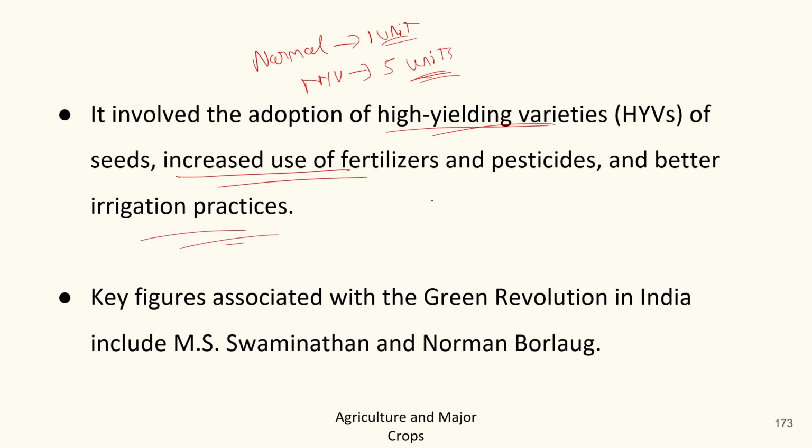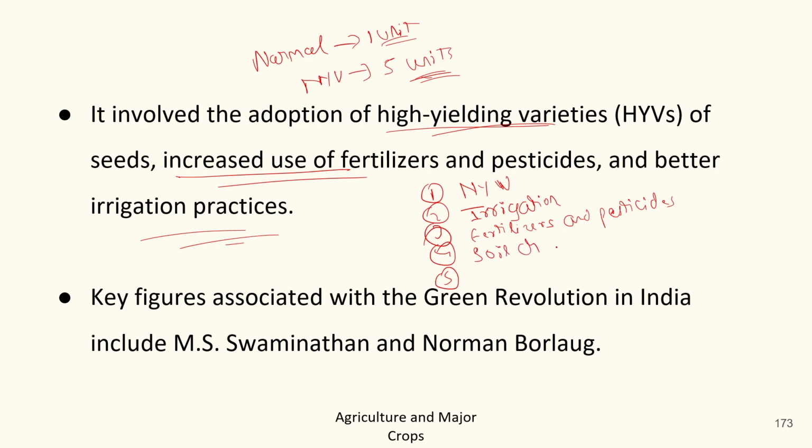Or you can say there was a complete package program, and this package program involves the use of high yielding variety seeds, thereafter the use of irrigation, thereafter the use of fertilizers and pesticides, then soil checkups, and thereafter storage and market facilities.